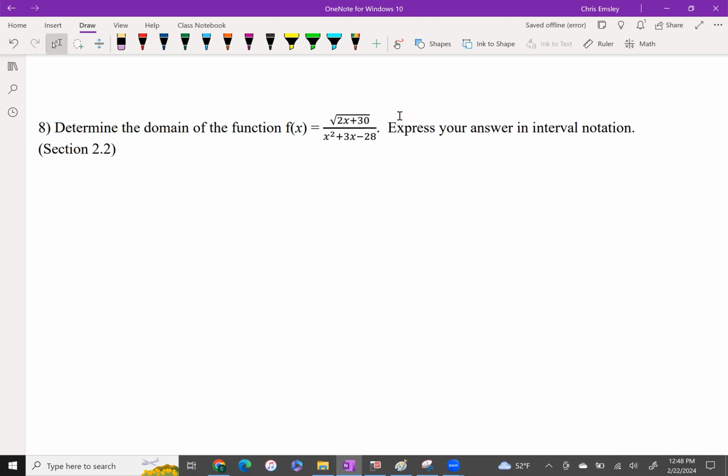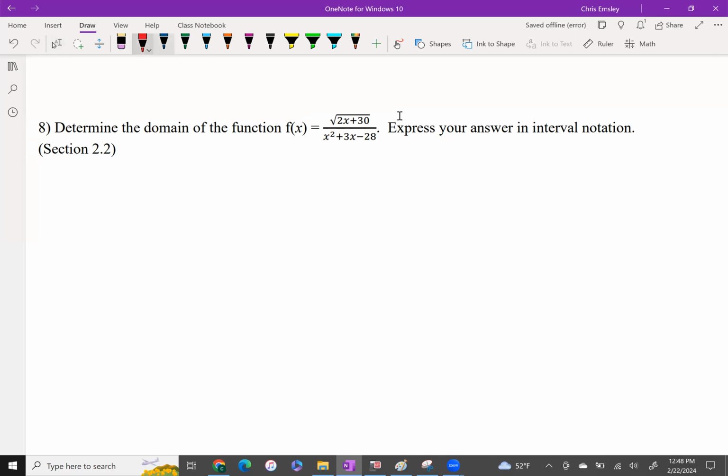The two things that we need to consider in this problem are that the domain will not be all real numbers if we have a 0 in the denominator, because division by 0 is undefined in math. And the domain will not be real numbers if we have a negative value under the radical symbol, because the square root of a negative number is undefined in math.